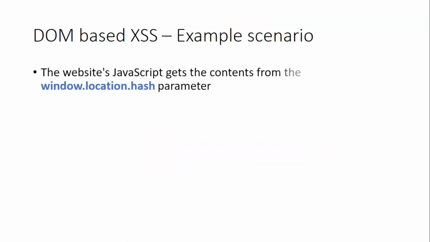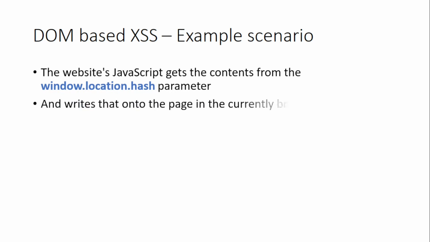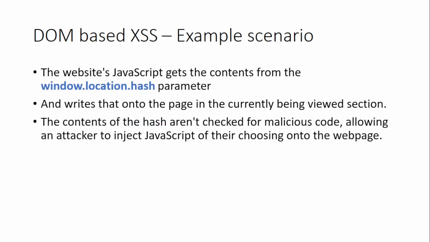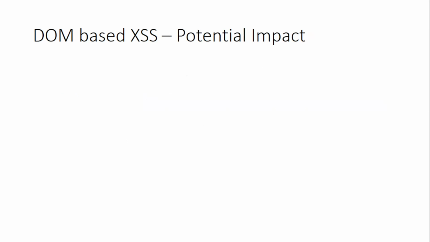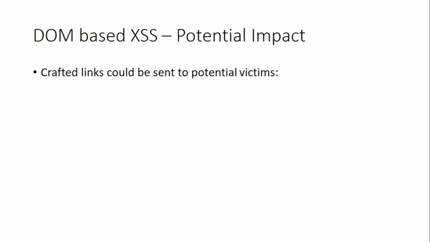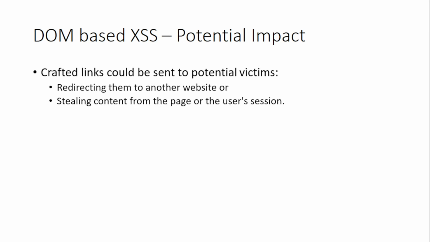Another example would be the website's JavaScript getting its contents from the window.location.hash parameter and then writing that onto the page in the currently viewed section. The contents of the hash are unchecked for malicious code, allowing an attacker to inject JavaScript of their choosing onto the web page. So crafted links could be sent to potential victims, redirecting them to another website or stealing content from the page or the user's session.